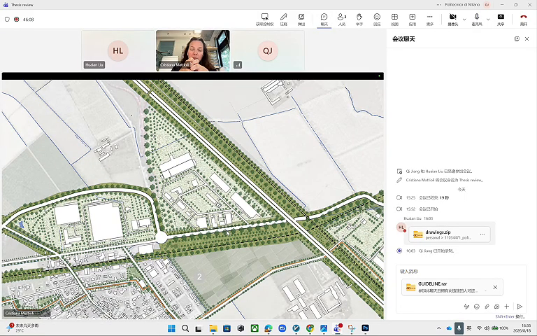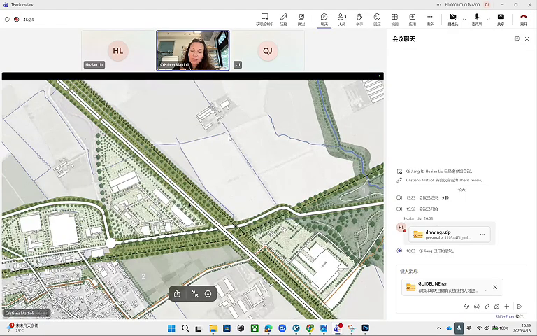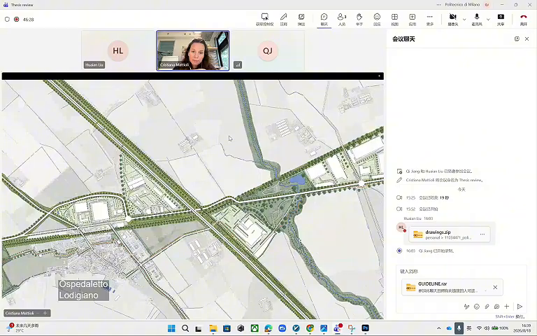Okay, I understand. So you can have tree rows, a linear system, a dense forestation, and parking lots. Okay, and it is necessary to make these three things different. Okay.